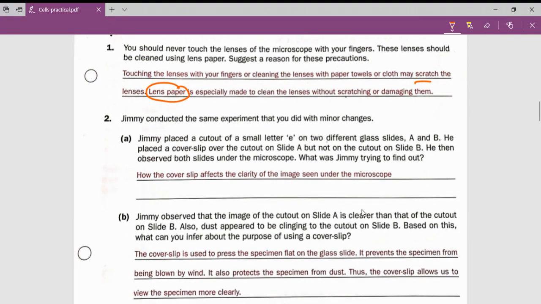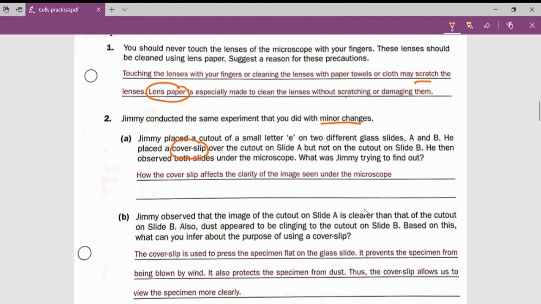Okay, question two. This boy Jimmy is trying to conduct some experiment and he did some minor changes. The first one, he took two glass slides A and B and he cut out the letter E. And on the first one, he put a cover slip. I hope you remember the cover slip. That's the one that many of you broke that day accidentally. It is very thin. It is on slide A, but not on slide B.